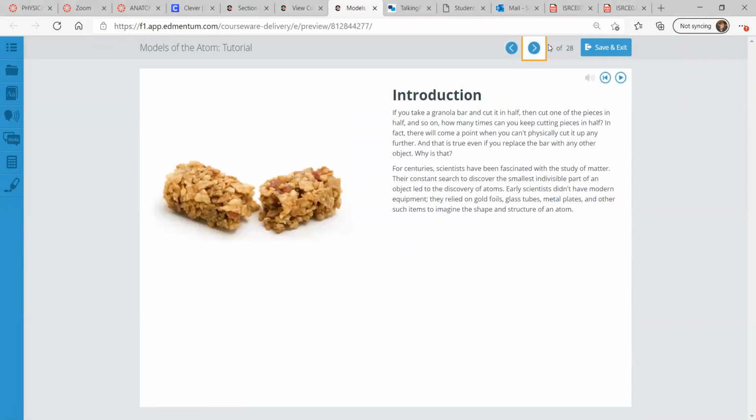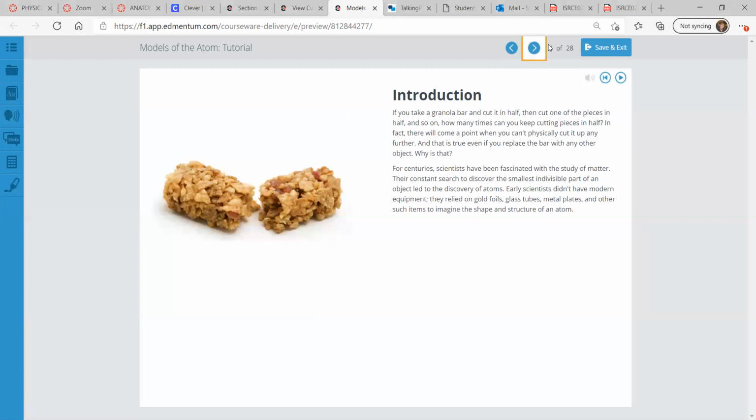So for an introduction, consider a granola bar and you cut it in half. Then you cut one of the pieces in half and so on. How many times can you keep cutting pieces in half? In fact, there will come a point when you can't physically cut it up any further. And that is true even if you replace the bar with any other object. And why is that? Why is there a physical limitation to how small we can cut something up?